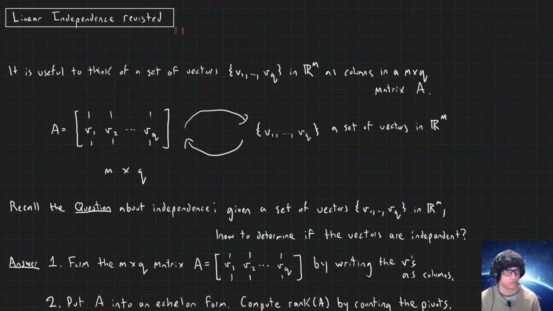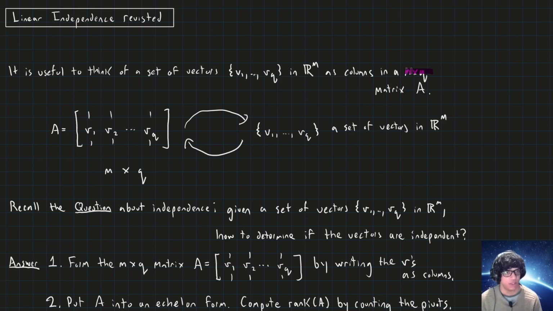Okay, so let's revisit our question about linear independence, how to determine if a set of vectors is independent or not. With our new tool of echelon forms, we're able to answer that. Like I've mentioned before, it's useful to think of a set of vectors, v1 through vq, in Rm, as columns in an m by q matrix A.